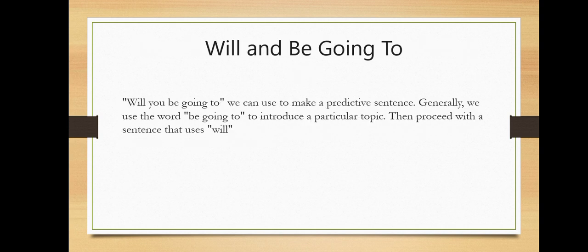Next, will and be going to. We can use will to make a predictive sentence. In general, we use be going to to introduce a particular topic, then proceed with a sentence that uses will.